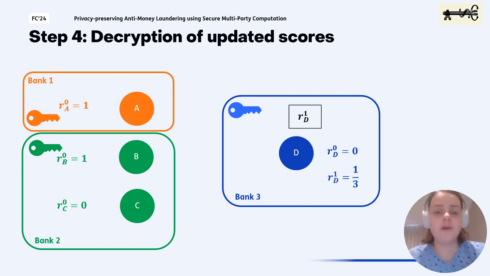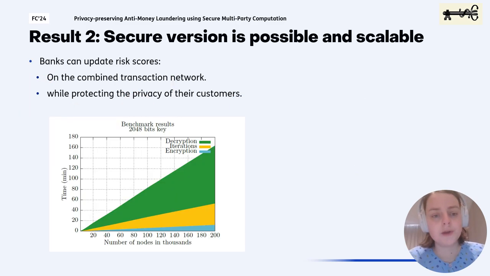So in the end, what we have reached is that bank 3 can see the updated score of account D without exactly knowing the inputs A, B, and C. So this brings us to result 2. We see that a secure version of risk propagation is possible, and we also tested that it is scalable. Here you see a picture of the scalability in the number of nodes. And in general, banks can update risk scores on the combined transaction network while protecting the privacy of their customers by only sharing encrypted scores.